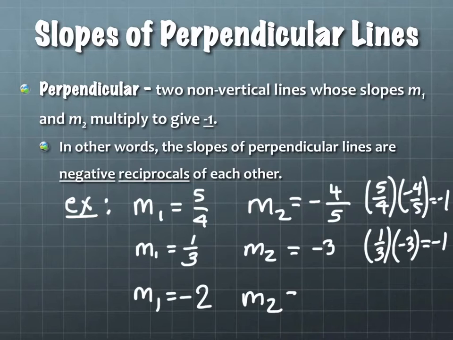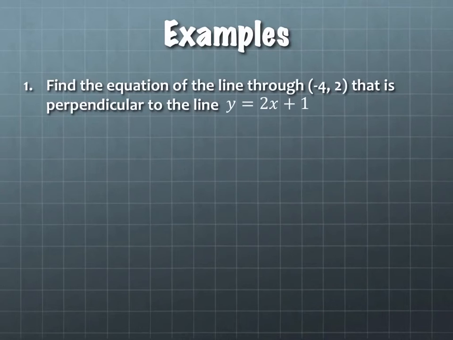So what happens if you have a slope that's -2? What would my second slope have to be for them to be perpendicular? Yeah, 1/2. And it would be positive, right? The signs on them have to be opposite of one another, so it would be 1/2. Excellent.